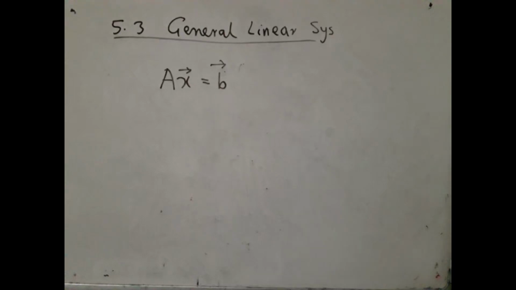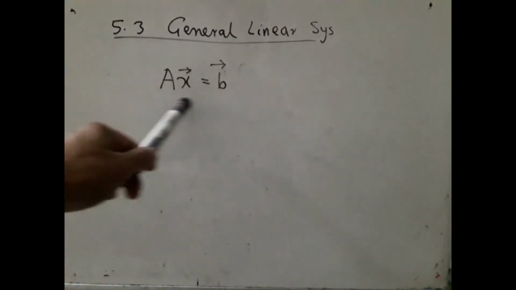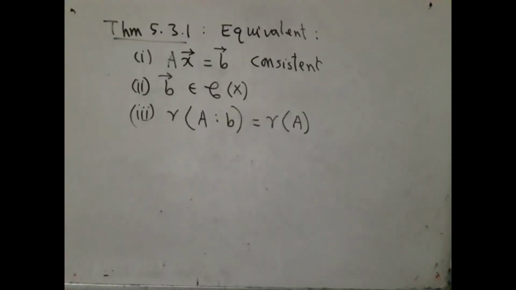Section 5.3 General Linear System. So here we shall be discussing solving an equation of this form where B may or may not be the zero vector. The first theorem in this section is that these statements are equivalent.